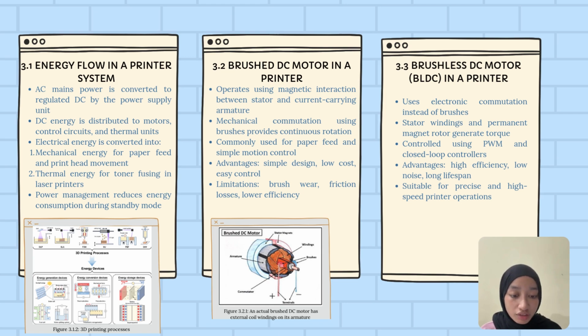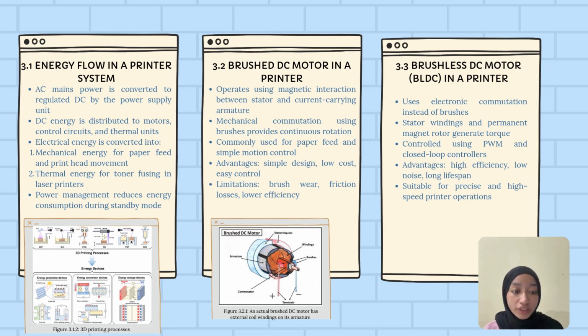In figure 3.2.1, an actual brushed DC motor has an external coil winding on the armature. So, we move to 3.3, brushless DC motor, BLDC, in printer.